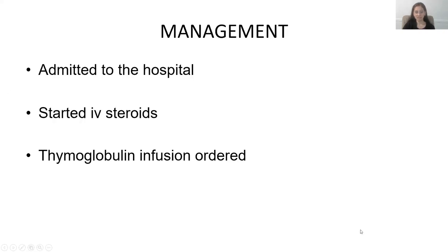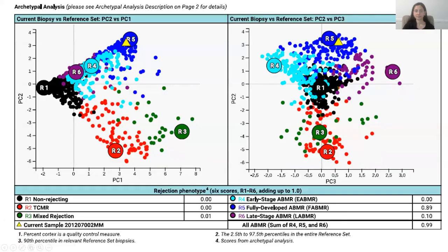We admitted the patient to the hospital and started her on IV steroids. We also ordered thymoglobulin to treat her BANFF 2A T cell mediated rejection. At that point, we got the results of the molecular microscope testing, which was discordant with the histology. So this yellow triangle is our patient, and R5 corresponds to fully developed antibody mediated rejection.